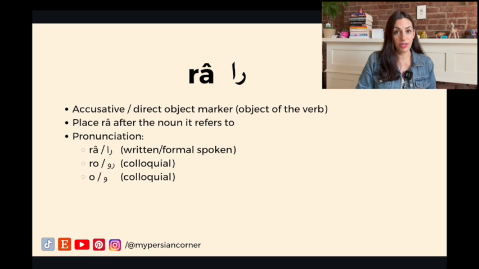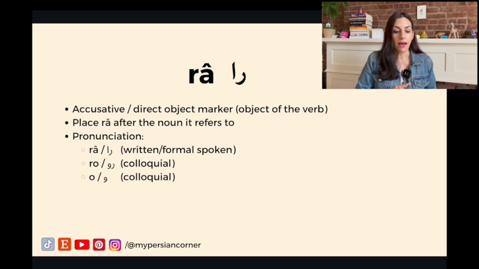And as far as the pronunciation, because this is one of the questions that I got, we have ra, ro, and o. So ra, the particle itself, is just re, aleph, two letters, ra. And that's the correct way to write it. You write ra. In more formal speaking, we also say ra. But in colloquial everyday spoken Persian, it's just ro. And probably more often than not, it's further reduced to just o.